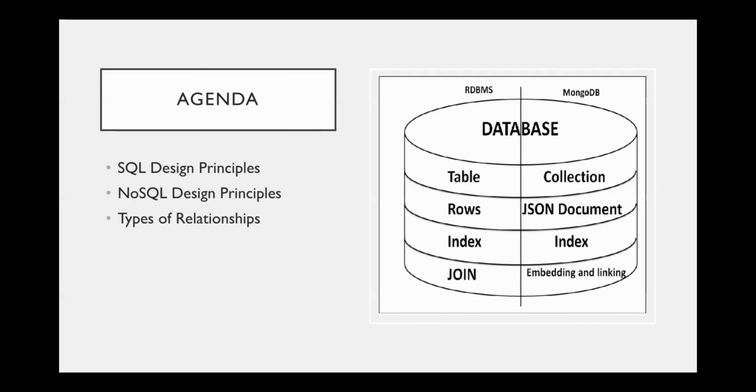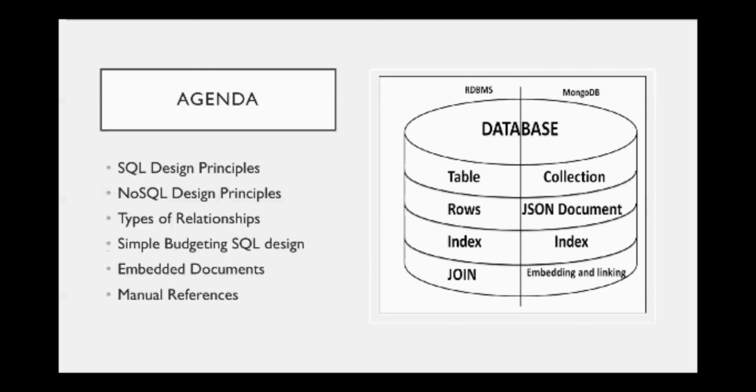Next, we will look at two very important topics in MongoDB. When modeling complex data, should we use an embedded document or a manual reference? Lastly, we will look at how the NoSQL document model will look for our three domain objects.